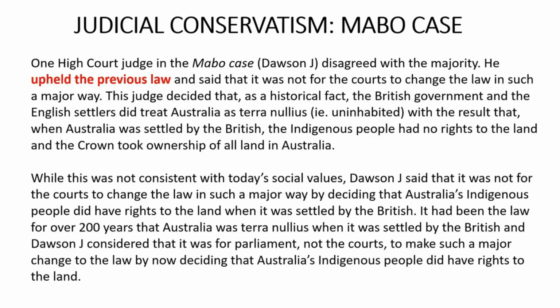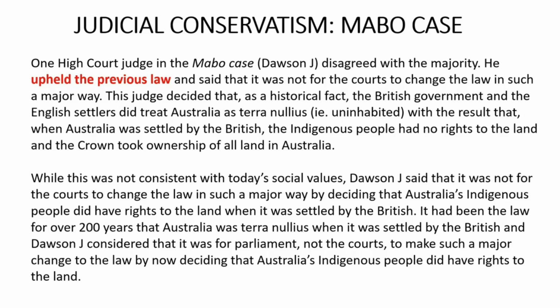He acknowledged the appalling treatment of Australia's Indigenous people by many of the English settlers. But having looked in detail at the history of British settlement in Australia, Justice Dawson concluded that it was an historical fact that the British government and the English settlers did treat Australia as being terra nullius, that is, uninhabited, at the time Australia was settled by the British. As a consequence, Justice Dawson took the view that as a matter of law, when the British settled Australia, the Indigenous people had no rights to that land, and the Crown, that is, the King of England, took ownership of all land in Australia.